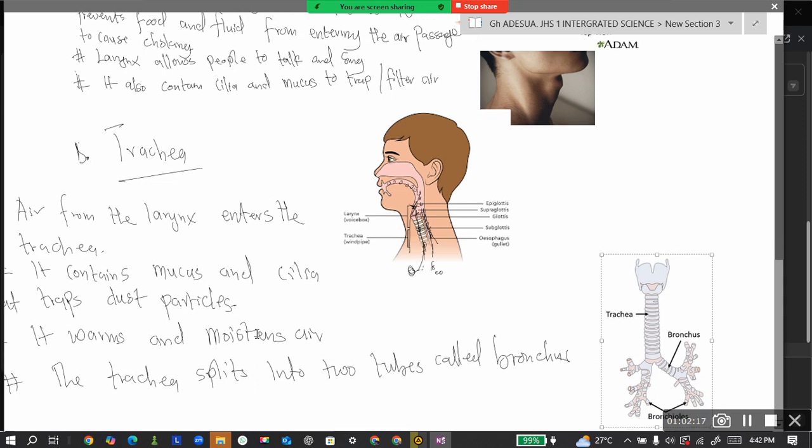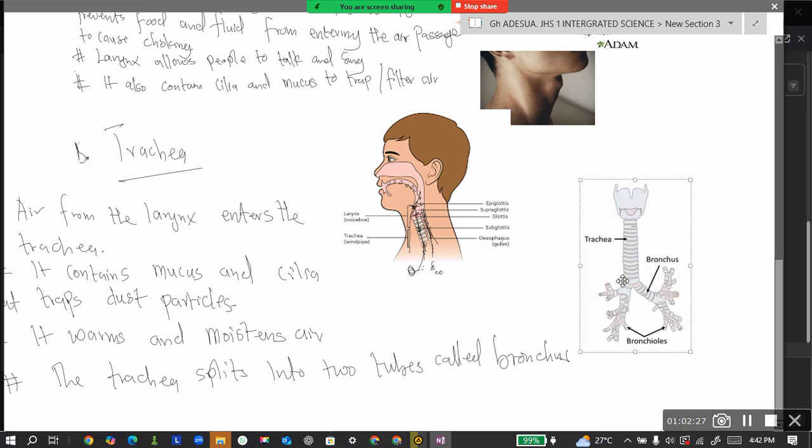Okay. So the trachea is the windpipe. It's also known as the windpipe. So this is how it looks. All of us have this, just that we cannot see it. But sometimes you touch it, you can feel that yes, there's something there. So that is the trachea.